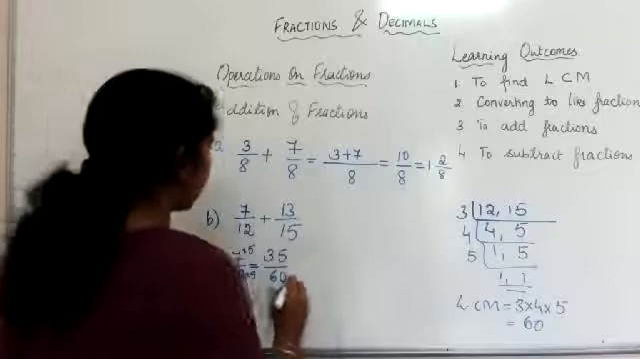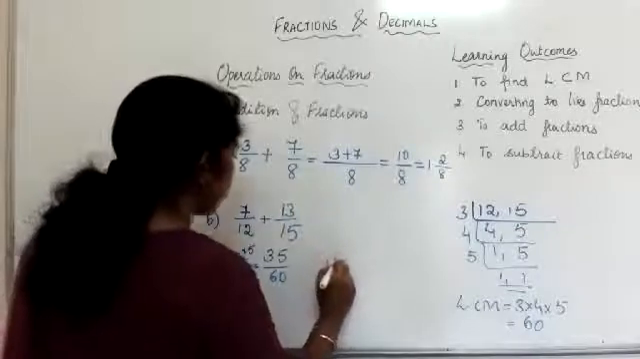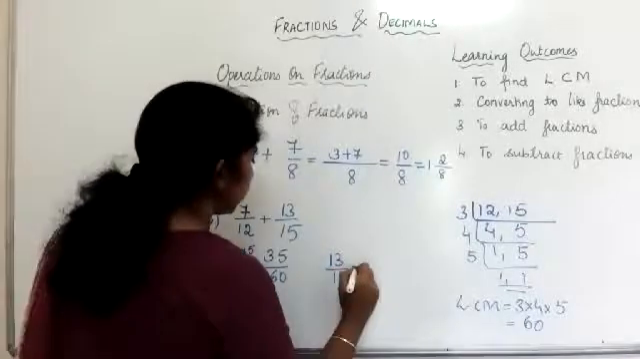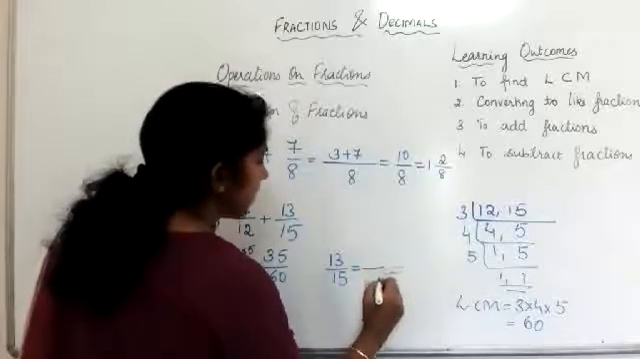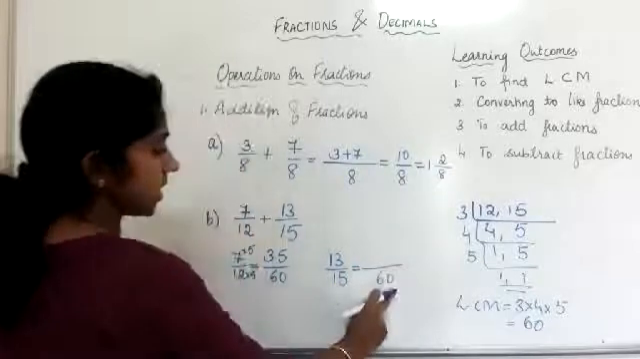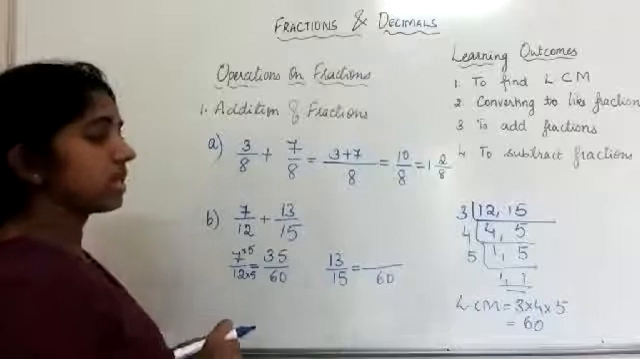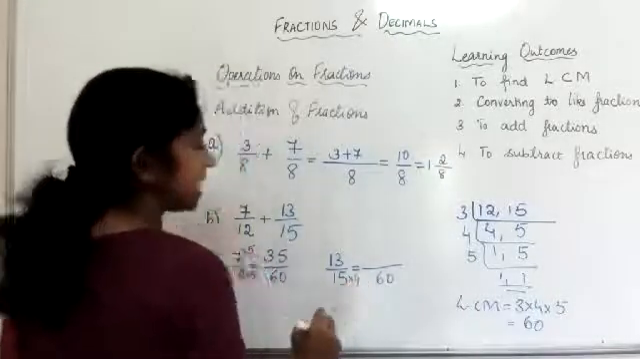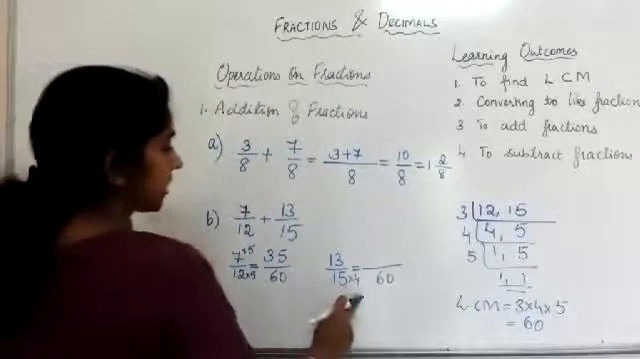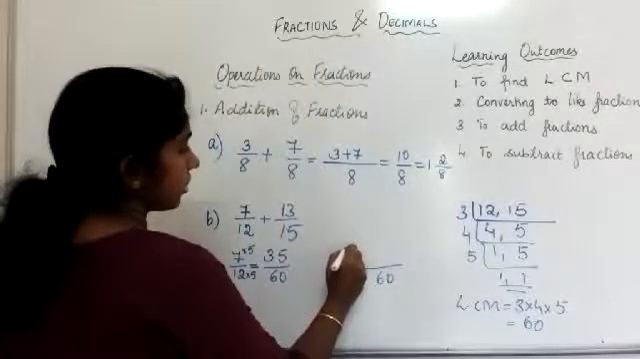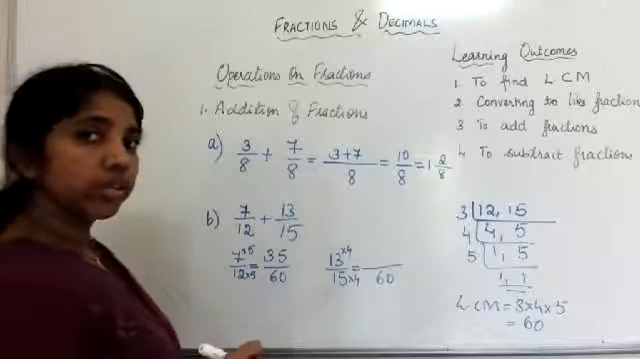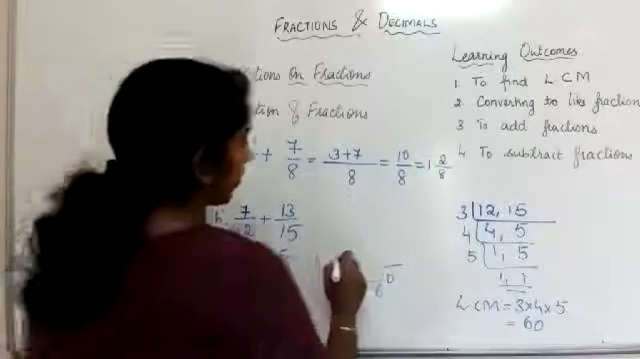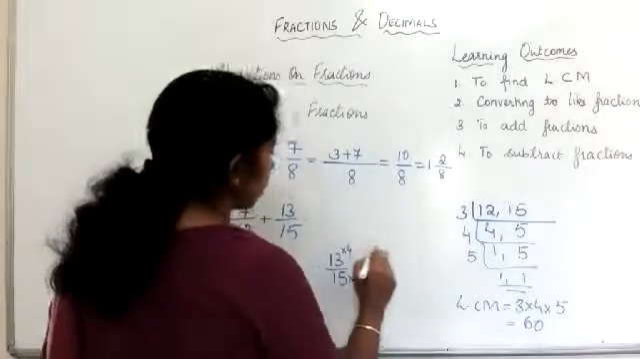Next we will see what is 13 by 15. The denominator is 60. Now 15, how much is 60? 15 4s are 60. So here we should multiply by 4. So 13 4s are 52. 3 4s are 12, 4 1s are 4, so it is 52.